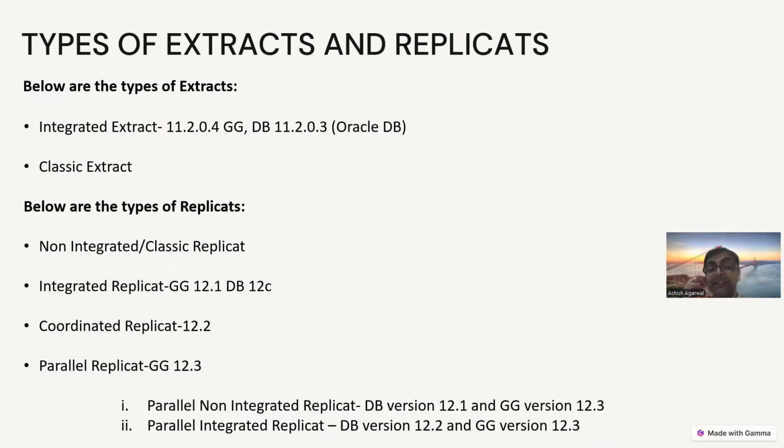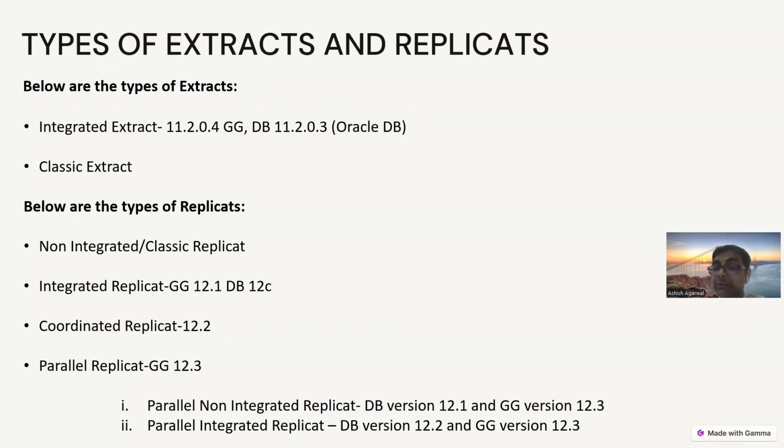That's why the confusion comes. Now you have classic architecture and classic extract. People get confused because Oracle has used the term classic for both extract and architecture. But classic means traditional. The traditional type of extract is now called classic extract, and the same way the traditional type of replicate is called classic or non-integrated replicate.